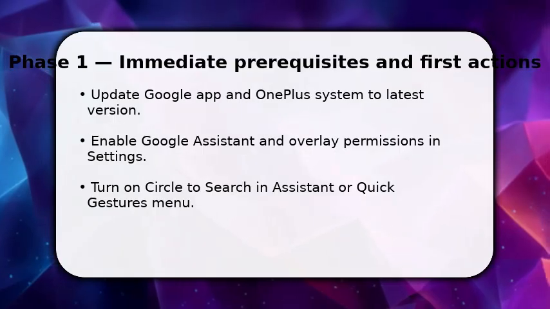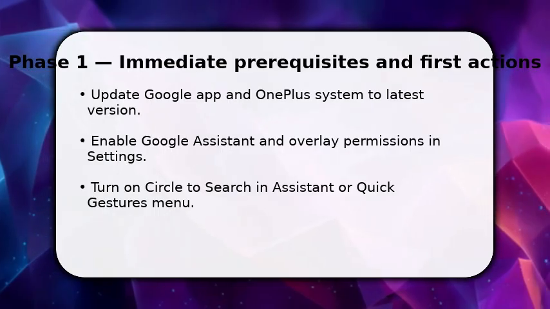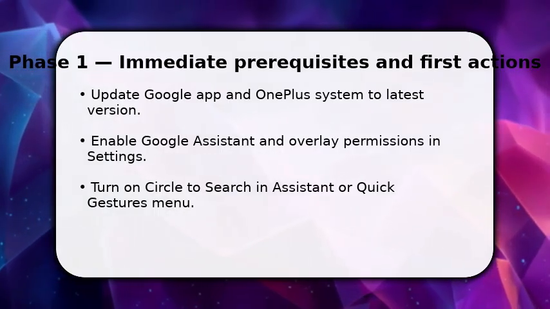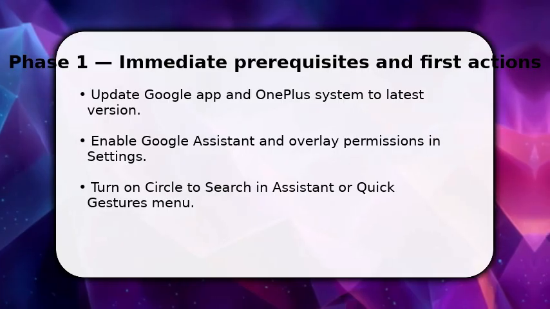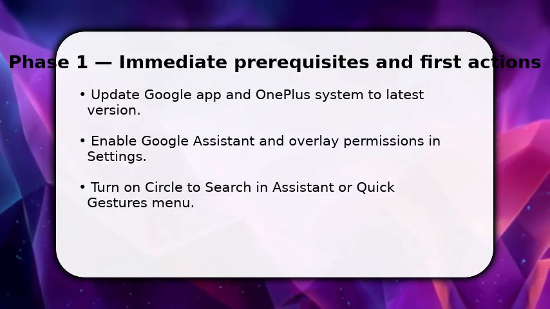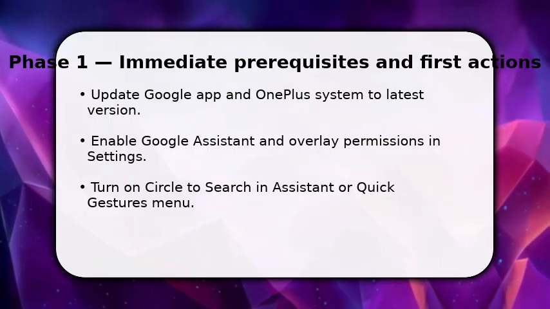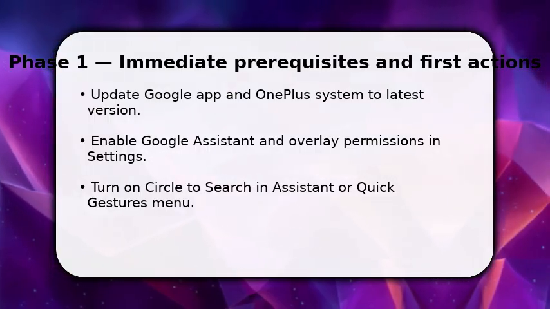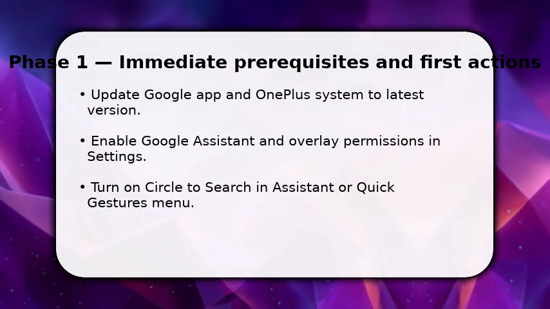You'll start by preparing the phone, update both the Google app and OnePlus system, then enable Assistant. Once done, grant overlay and storage permissions so the feature can capture screen content. Next, open Settings, right arrow, Gestures or Assistant settings, and toggle Circle to Search on. This gives you the drawing gesture.